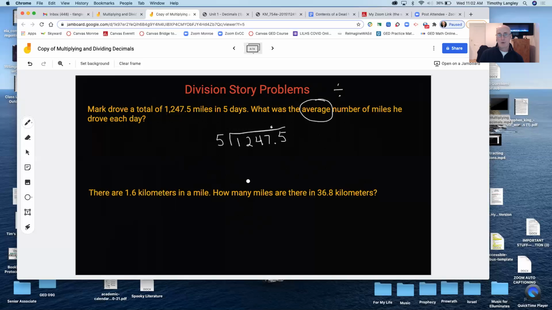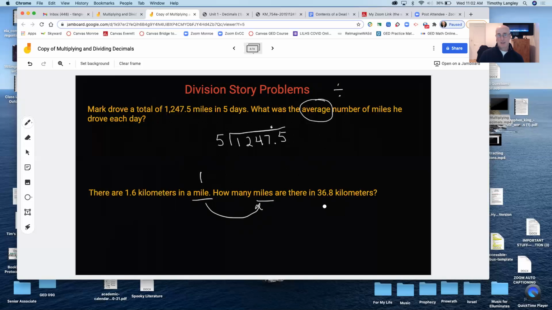Okay. All right. There are 1.6 kilometers in a mile. How many miles are there in 36.8 kilometers? Okay. So there's 1.6 kilometers in 1 mile. Okay. In one of these. How many miles? Again, they're asking for miles here. Okay. Are there in 36.8?